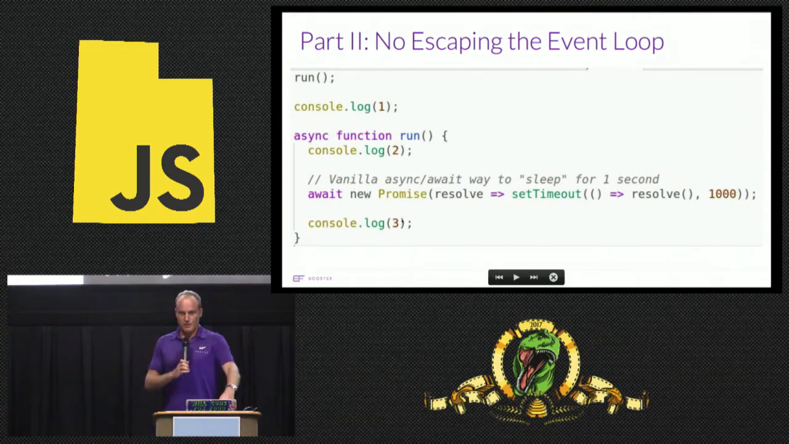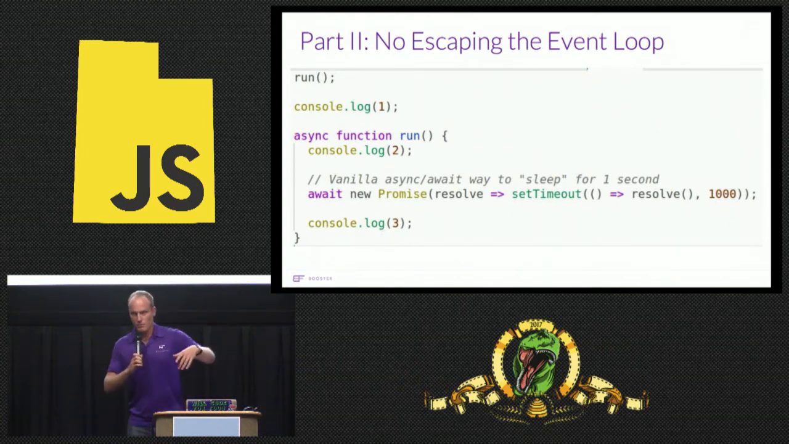So basically what ends up happening is that in the first tick of the event loop, you start executing the run function, and 2 gets printed out. Then execution in that function gets paused. Then you exit out of that function, log 1, and then on the next tick, the run function resumes and prints out 3.